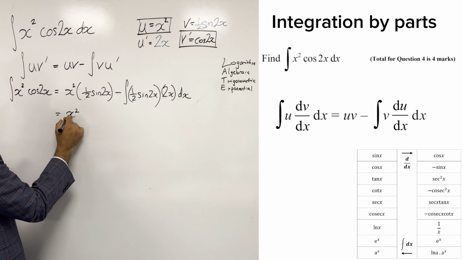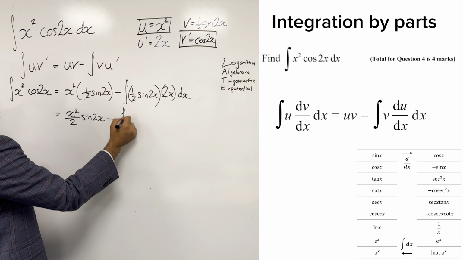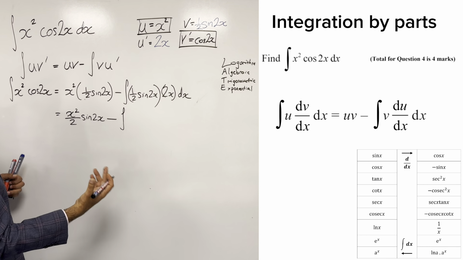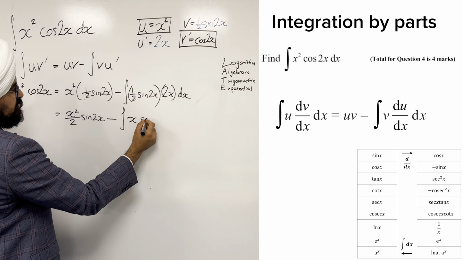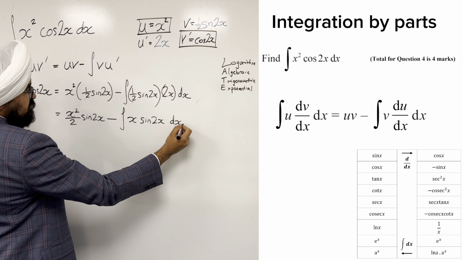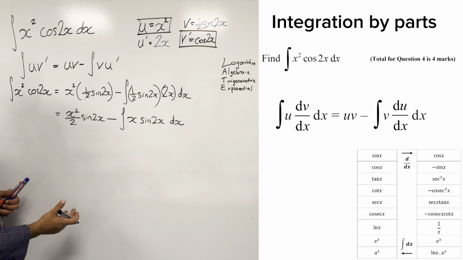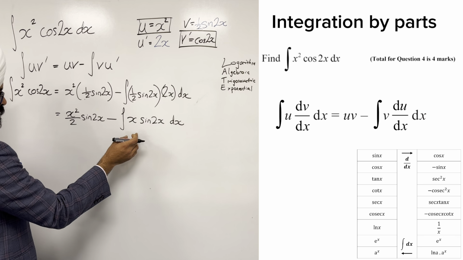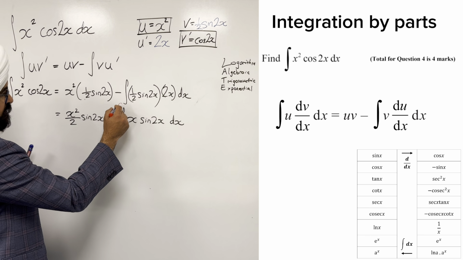That's x squared over 2 sine 2x minus the integral of half times 2 is just 1. I've got a sine 2x and an x here, so I'm going to rewrite this as x sine 2x dx. So now I have a question where I still have to integrate the product of two functions. So in this question, you're going to have to do integration by parts twice. I'm going to use a different color pen so you can clearly see what I'm doing. I'm going to deal with this integral now.